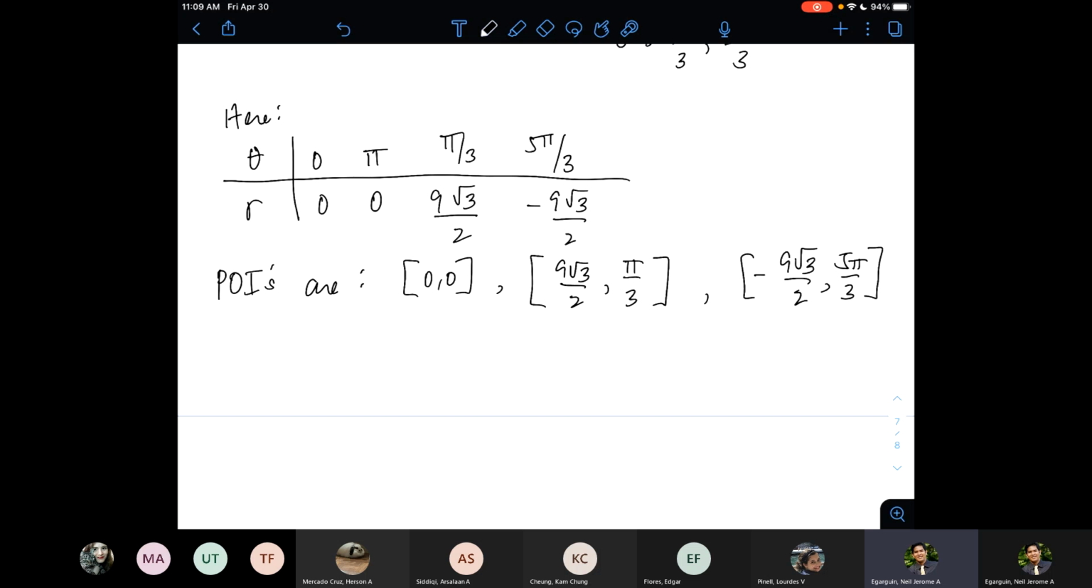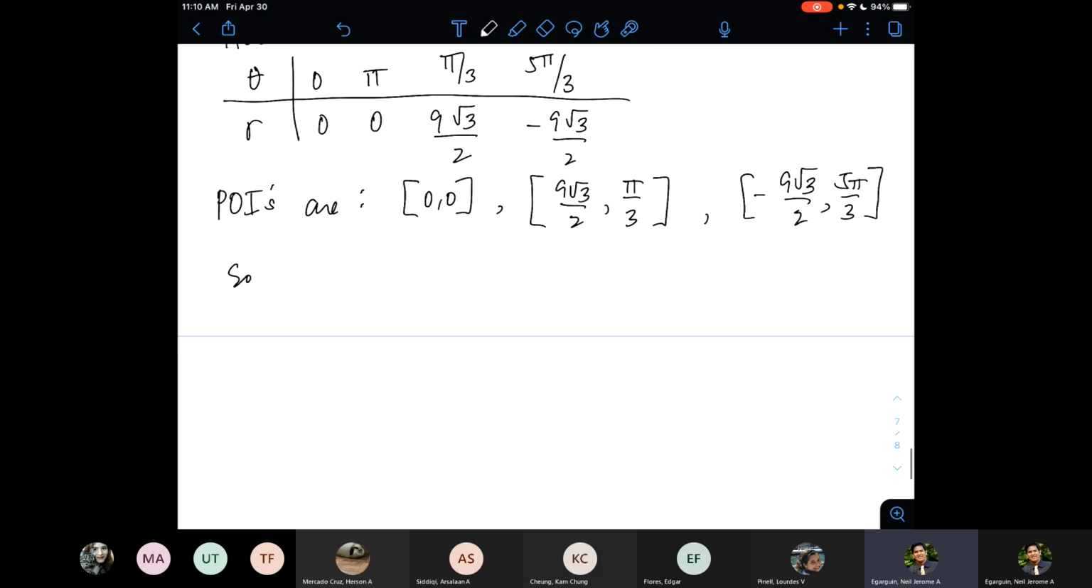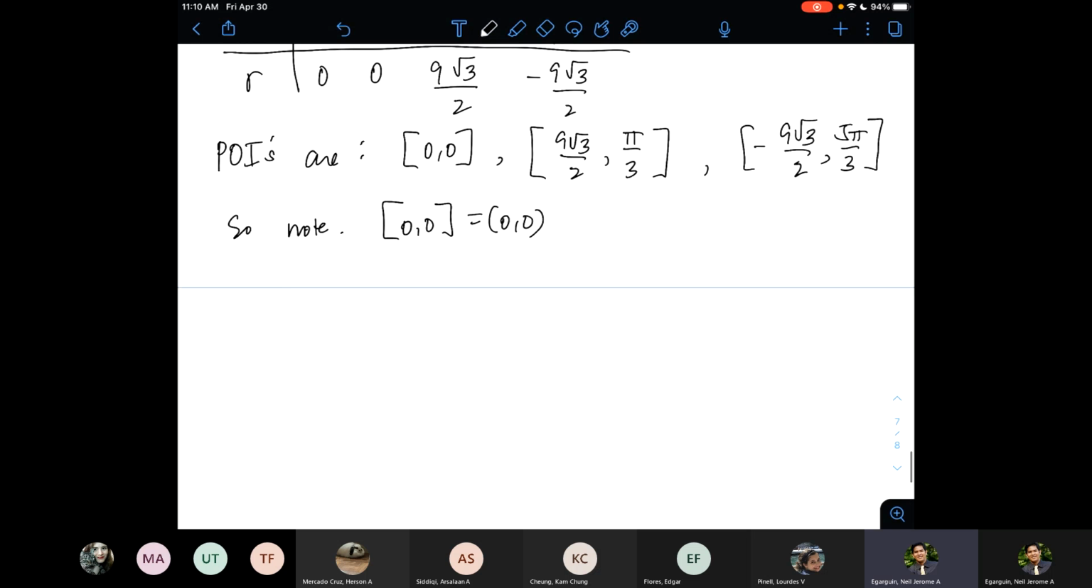Okay. So these are our points of intersection, but these are expressed in polar coordinates. We need to convert them into Cartesian coordinates because that's what the problem is looking for. So note, the pole is identical to the origin in Cartesian coordinates. So we don't need to do much of a calculation there. Now we'll convert the other 2 points. So here we have the first point of intersection. The second one is computed.